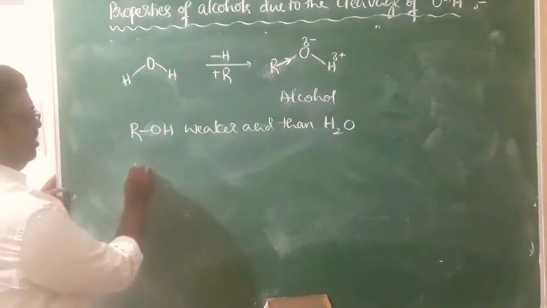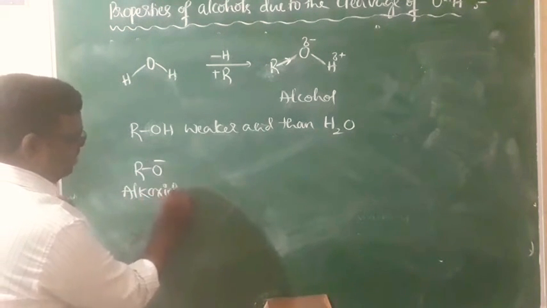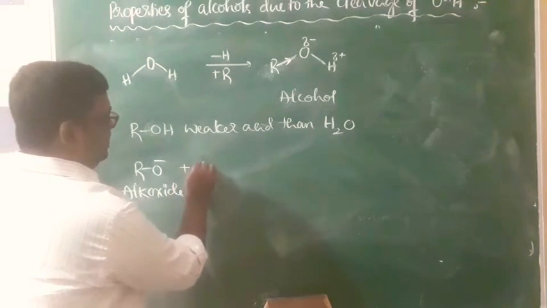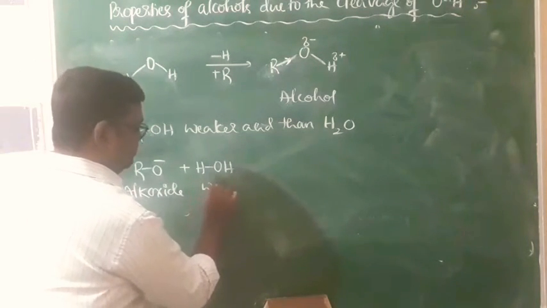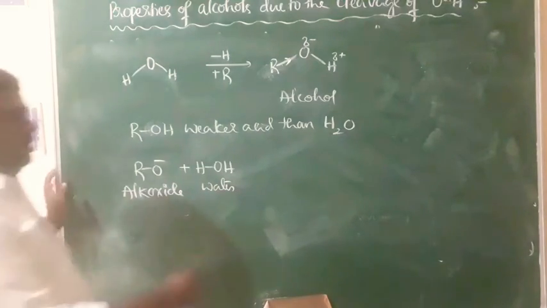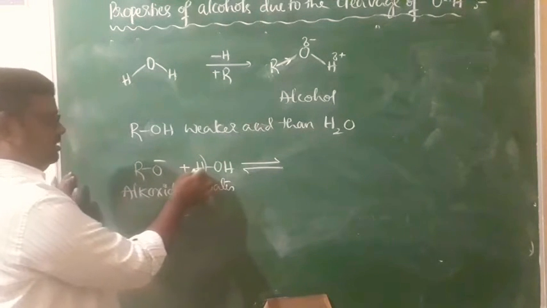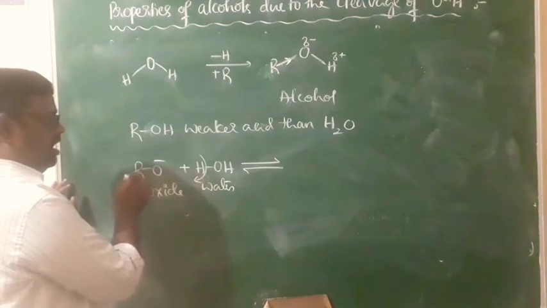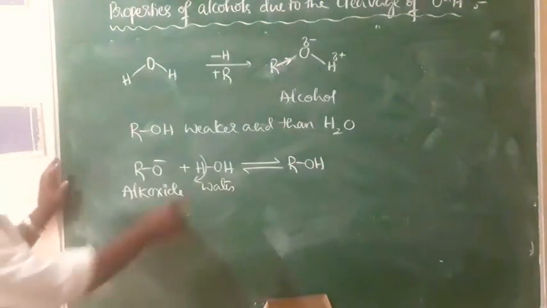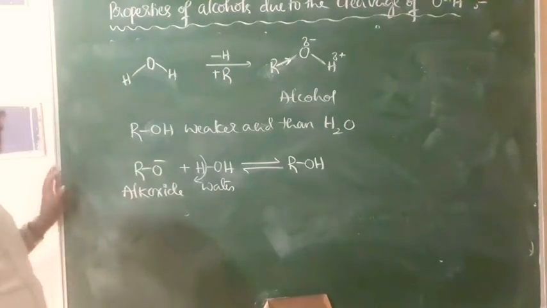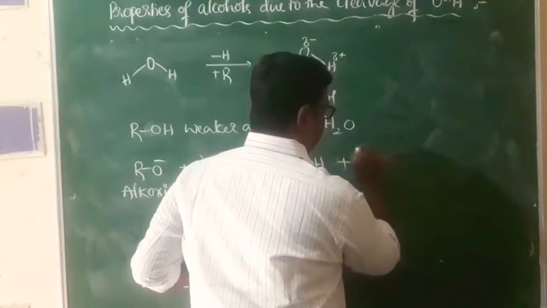In order to justify this, I'll go for RO minus. This is an alkoxide, one of the alkoxides, with any R group for that matter. When RO minus is added to water, immediately what will you find? Water gives off H plus, and RO minus takes that H plus and becomes ROH, and then water is converted to OH minus. So why am I writing all these things?